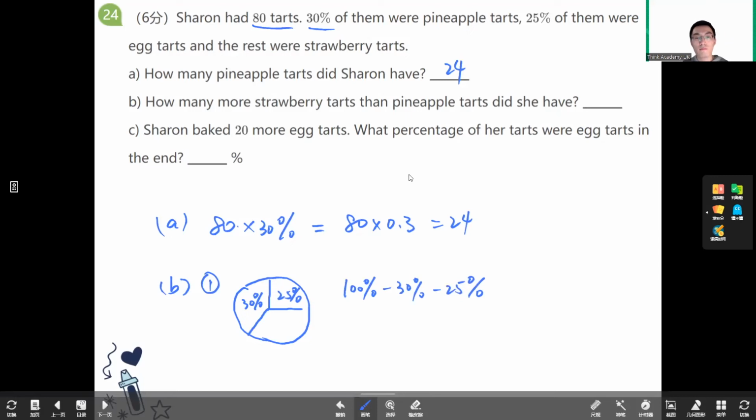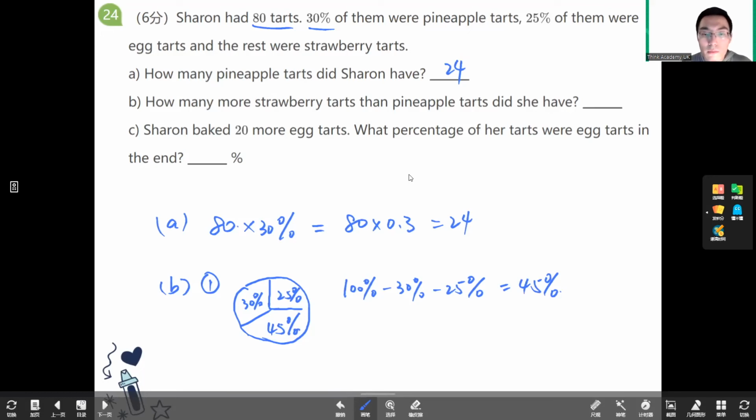Sorry, 30% should not be 1/3. 33.33333 non-recurring is 1/3, so 30% is something less than 1/3. And 30 plus 25 is 55, and 100 minus 55 is 45%. So the rest, the strawberry tarts, is 45%. This is its percentage, its fraction.